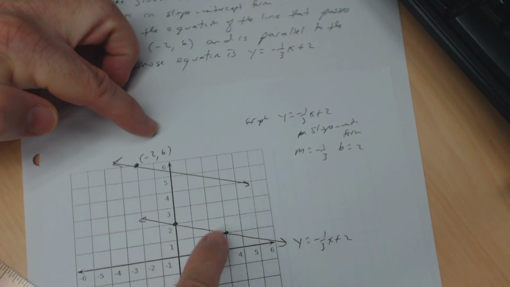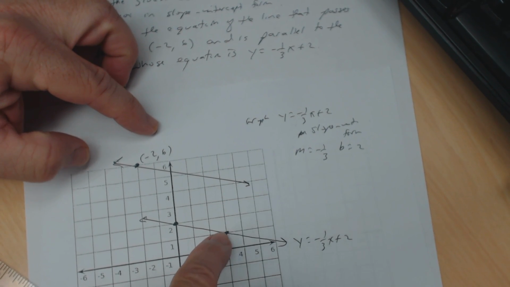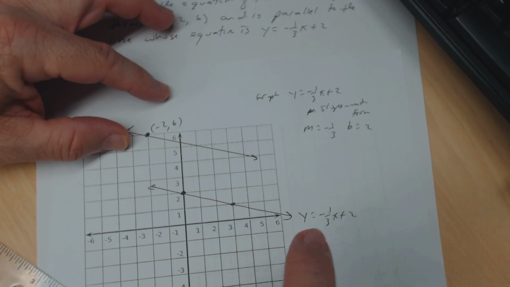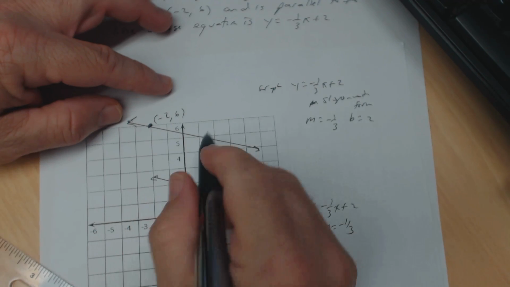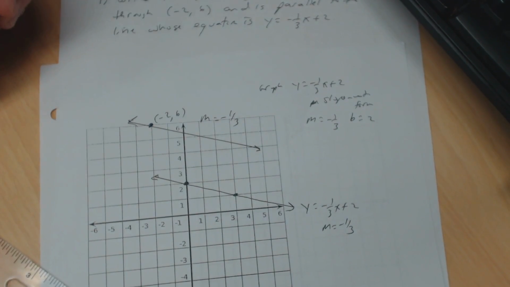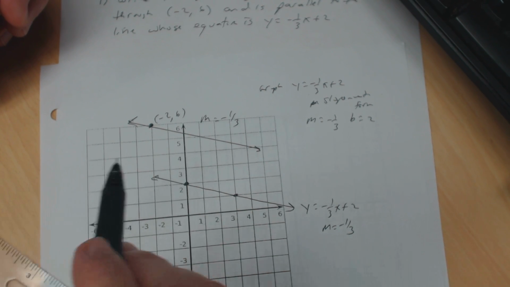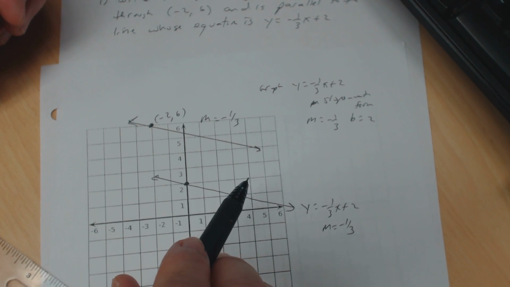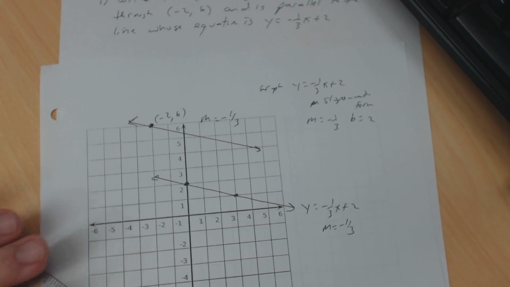I am given that this line is parallel to this line. Well, remember, parallel lines have the same slope. The slope of this line is negative 1/3, so that means the slope of this line is also negative 1/3. And in the previous lesson, when you're given a point and a slope, what did you do? You went straight to point slope form, you plug stuff in, and then you solve for y. That's what you're going to do here.